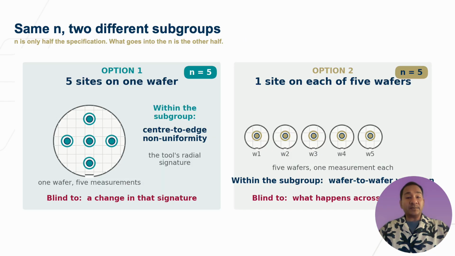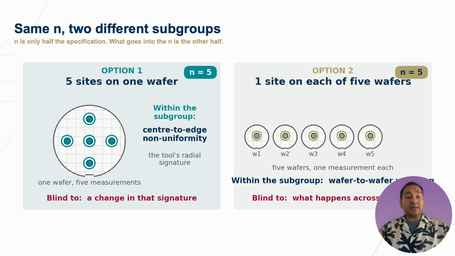Here is where it stops being bookkeeping. Both of these have n equal to 5 from the same fab on the same parameter, same n, same formula, same constants. The arithmetic is character for character identical. The left one, option 1: 5 sites on a single wafer, center and 4 points toward the edge. Option 2: 1 site on each of the 5 wafers from the same lot. Do these two give you the same chart? They do not.